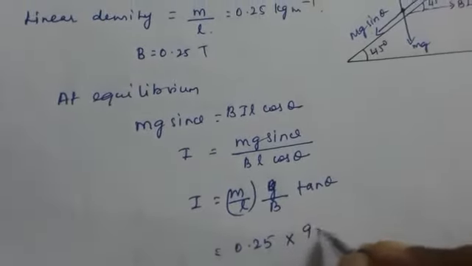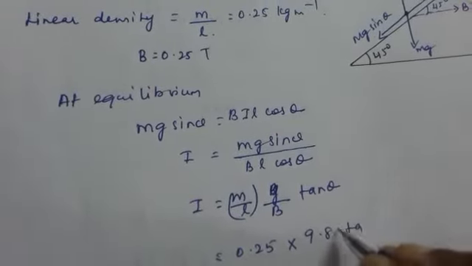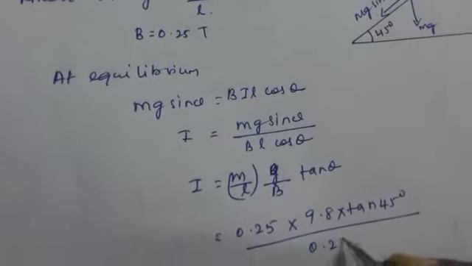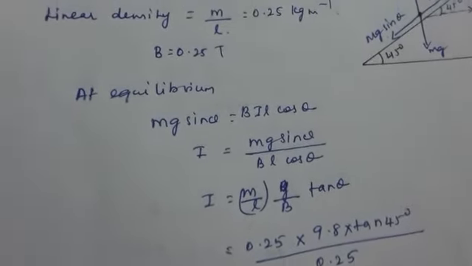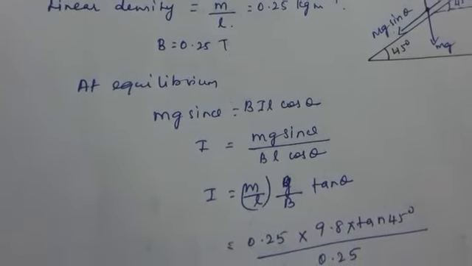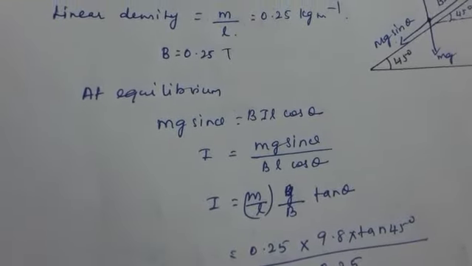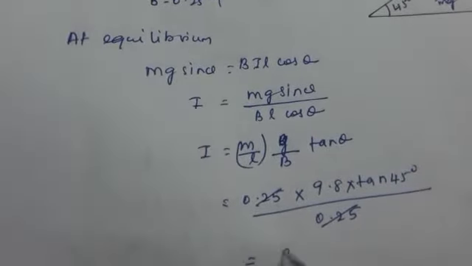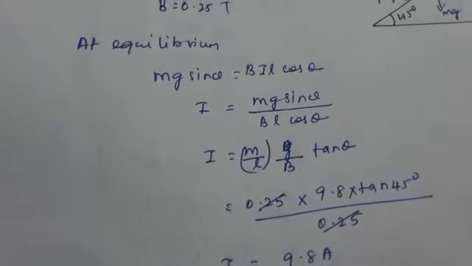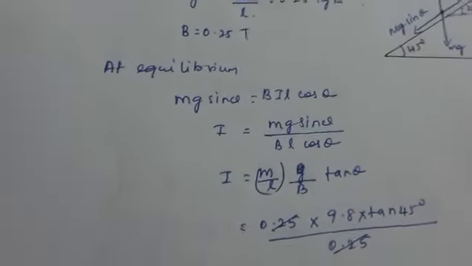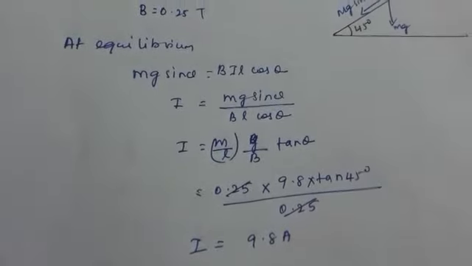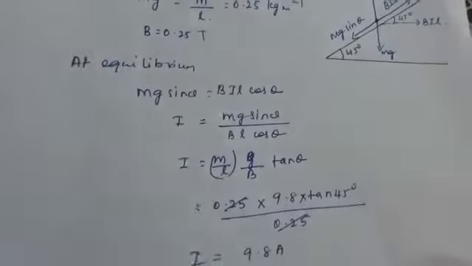Now we can substitute the values. m by L we know is 0.25, g value is 9.8, into tan 45 degrees, divided by B value, which is 0.25. Tan 45, you know, is 1. Now here 0.25 and 0.25 will get cancelled. So it is 9.8 ampere. The current we have to supply to make the rod stationary is 9.8 ampere.